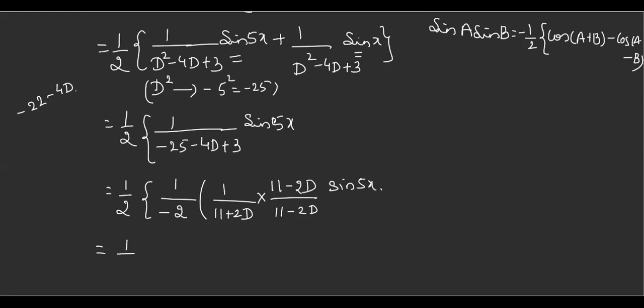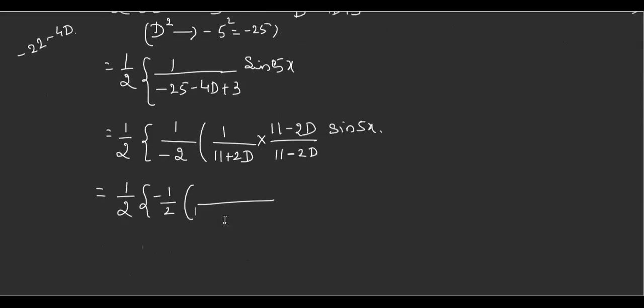So this is going to be minus half. This is now the denominator, a plus b into a minus b, a square minus b square. 11 square minus 2 square D square. And tell me what is D square in this case? Minus 25. So this is minus 25.